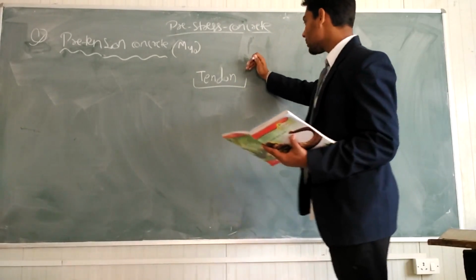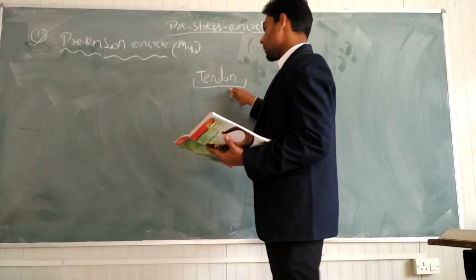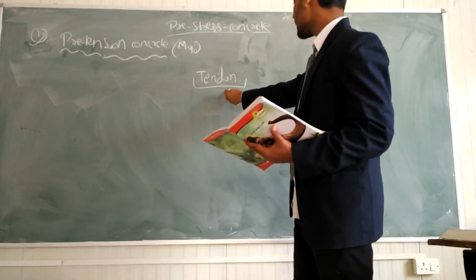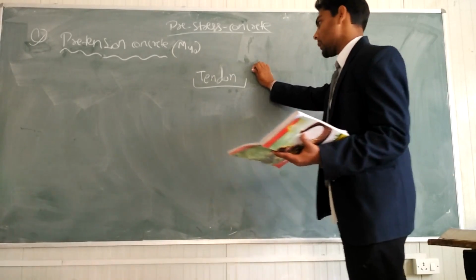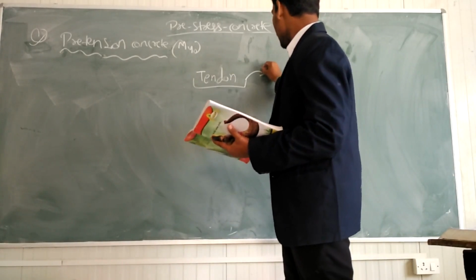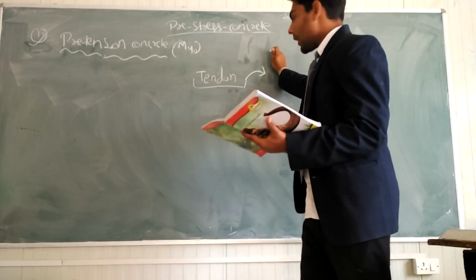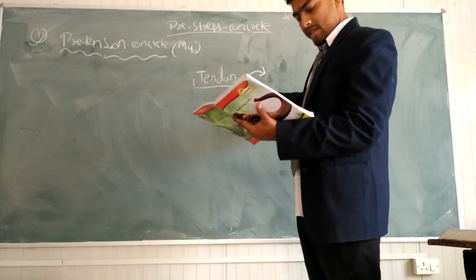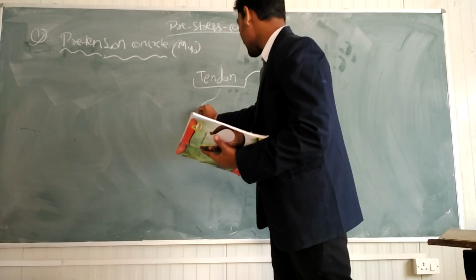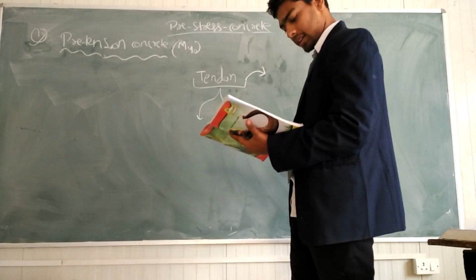Tendon is nothing but a bunch of wires. It is a bunch of wires which is used in a beam to provide the tension. So a tendon is a bunch of wires in which we provide the complete tension to the pre-stressed concrete. There are two types of tendons. First one is the concentric and second one is the eccentric.